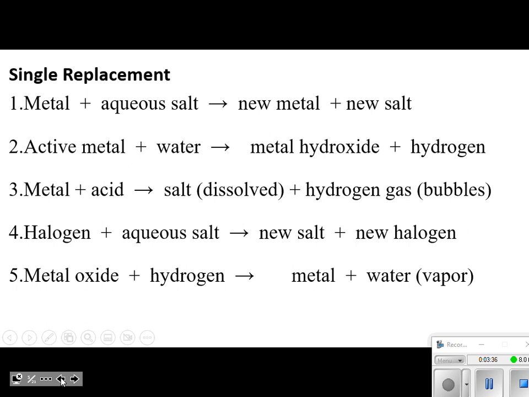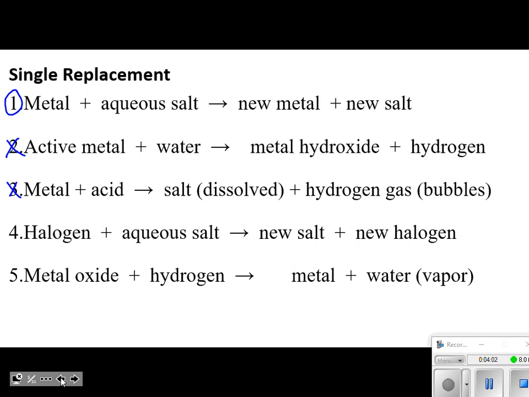That could be. Do I have an active metal in water? I do not. So I can rule out number 2. It could be number 1, rule out number 2. Do I have a metal and an acid? I don't have an acid. Do I have a halogen? What's a halogen? Group 17. Do I have a group 17 element on here?